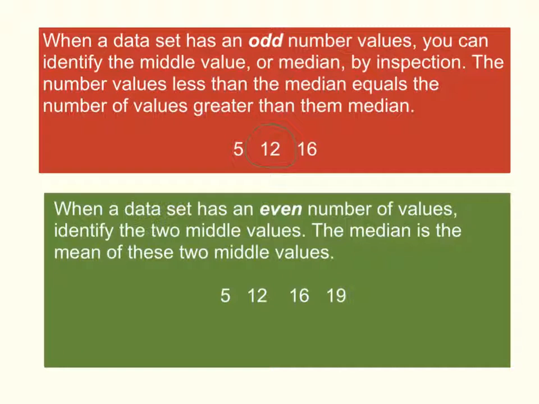Also, when a data set has an even number of values, you can identify the two middle values, and then the median is the mean of these two middle values. So with our last example, we crossed off the least and the greatest, and then we found the median number by doing the mean of 12 plus 16 and dividing that by 2, which was 28 divided by 2, which was equal to 14. And like I said, it's not necessarily a number in the data set.